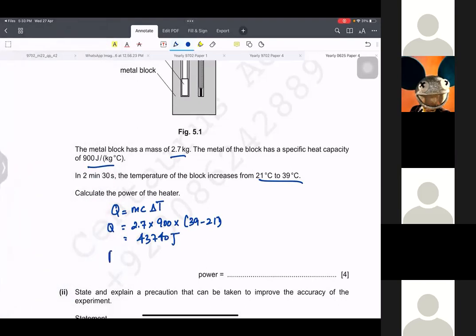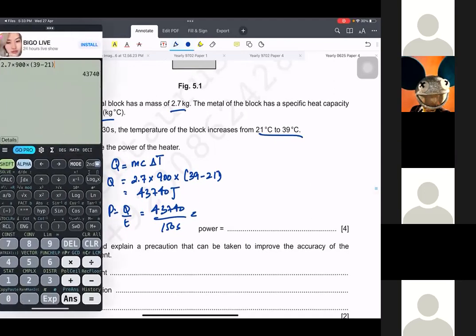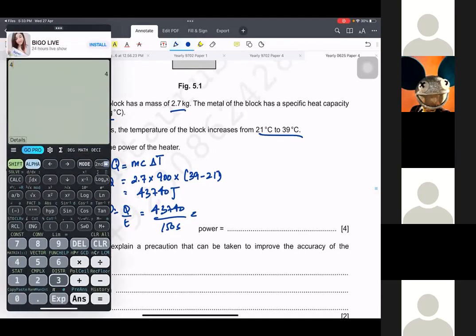And then to find power, we want energy over time. Time was how much time? 2 minutes. 2 minutes is 120 seconds, 120 and 30, 150 seconds. So to change it, please do remember that. They're very clever, you know. They trick you. Right?